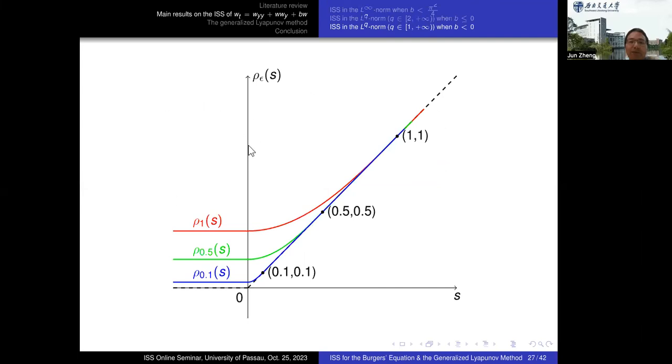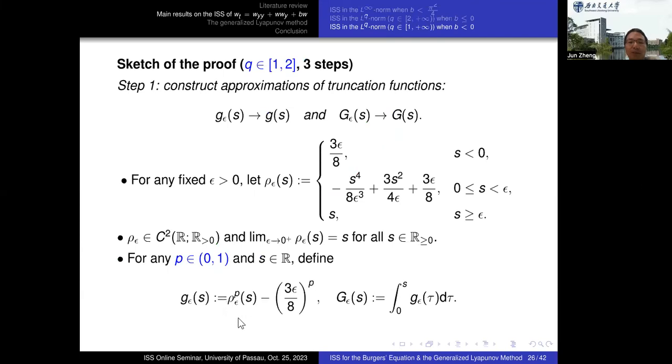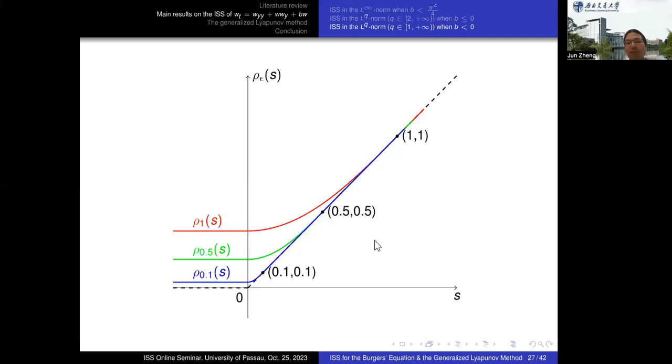This is a graph of rho epsilon s. It can be seen that when epsilon becomes smaller, the graph of rho epsilon tends to the dashed line. This part is the graph of the function s. So we can use this function to construct an approximation of GS and capital GS and use G epsilon s and capital G epsilon s for the stability analysis.